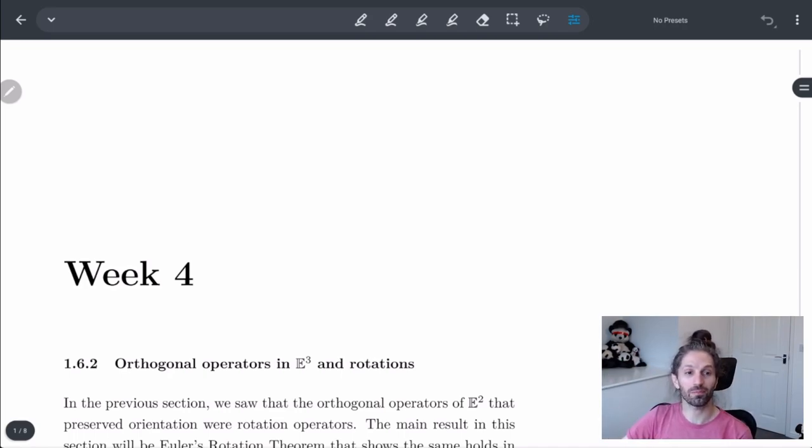So a quick reminder of last week. Last week we started talking about orthogonal operators, and in particular we looked at two dimensions, where we saw that if I have an orthogonal operator, either it's going to be a rotation, so I can rotate things around some point, or I can reflect it, so I can make it flip over some axis or hyperplane. Kind of a line, in this case.